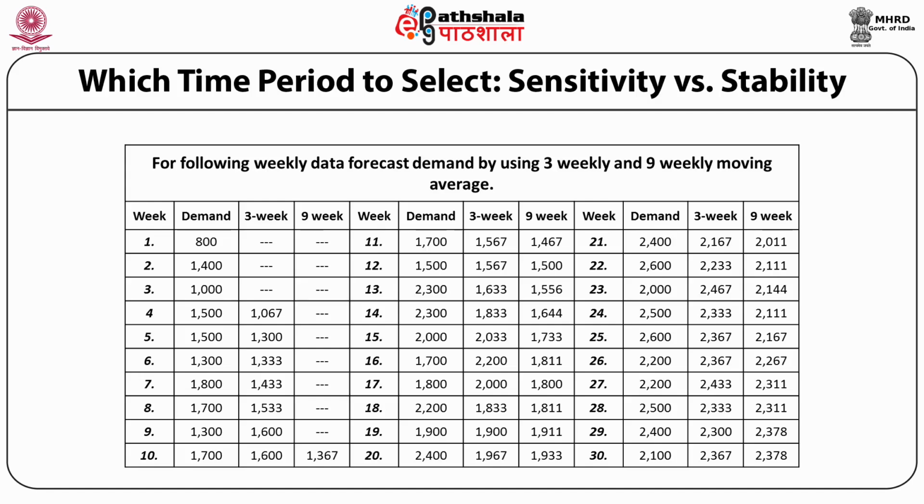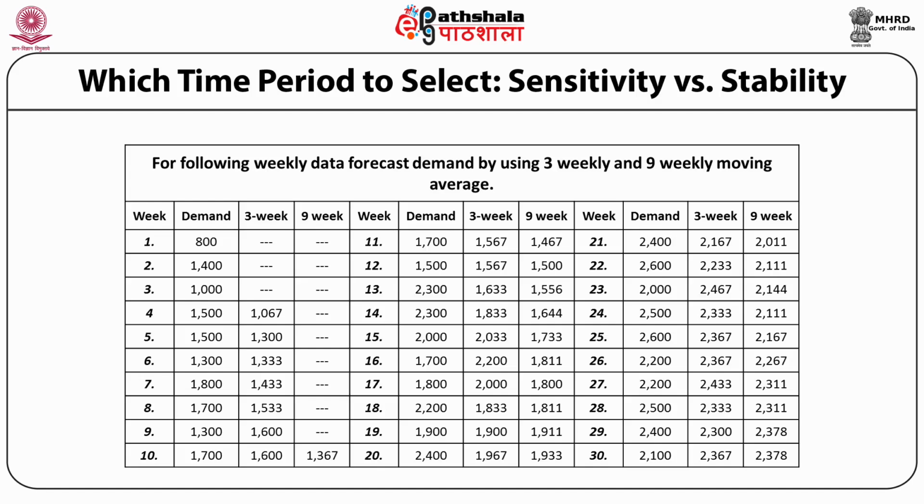By using 3 weekly simple moving average, the demand from fourth week has been calculated. The steps have been discussed in the previous slides. For instance, the demand for fourth week by using 3 weekly simple moving average comes out to be 1067 units. For fifth week, 1300 units. For sixth week, by taking the last three demands, the forecasted demand comes out to be 1333 units. Similarly, the demand for every week has been calculated till 30 weeks by using 3 weekly data.